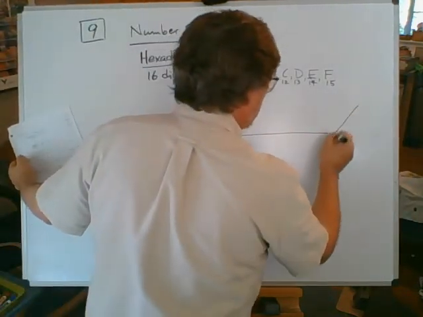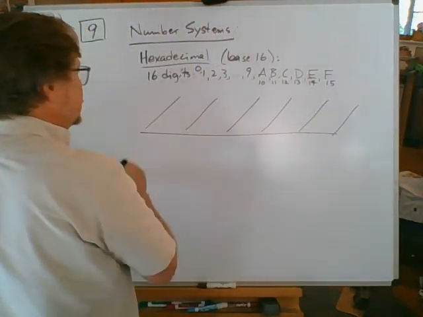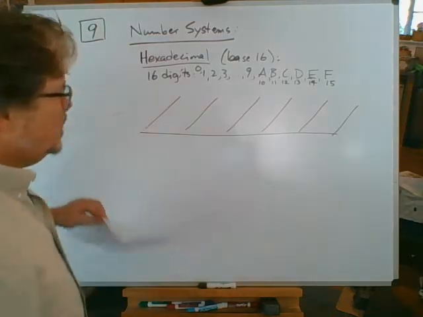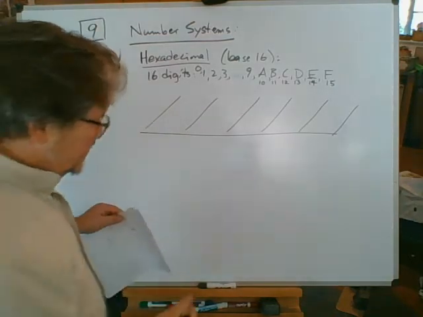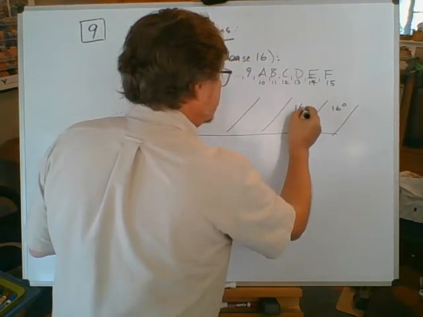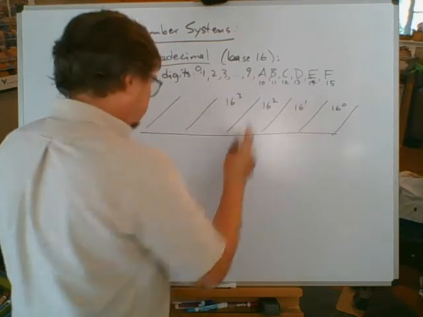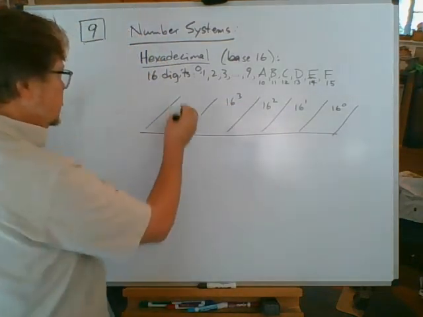I warned you. This is a mess. I'm not even going to do a very wide place value chart. Why? Because these place values get big in a hurry. This is 16 to the 0 way over here. Here's 16 to the first, 16 squared, 16 cubed. I'll do one more, 16 to the fourth.